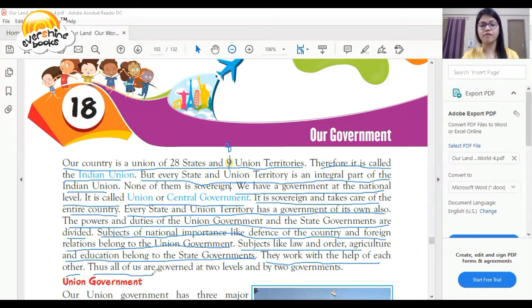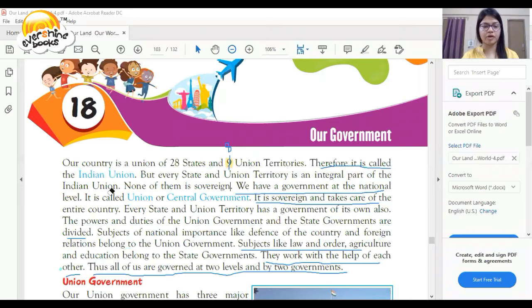Thus all of us are governed at two levels and by two governments. Thus all of us are governed at two levels and by two governments. So this is just the introduction part of our government.